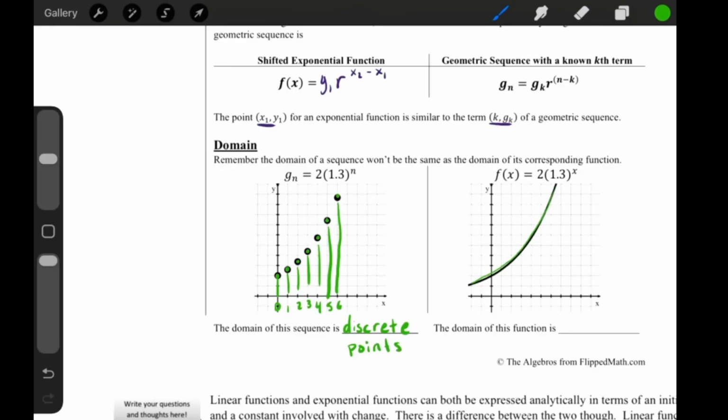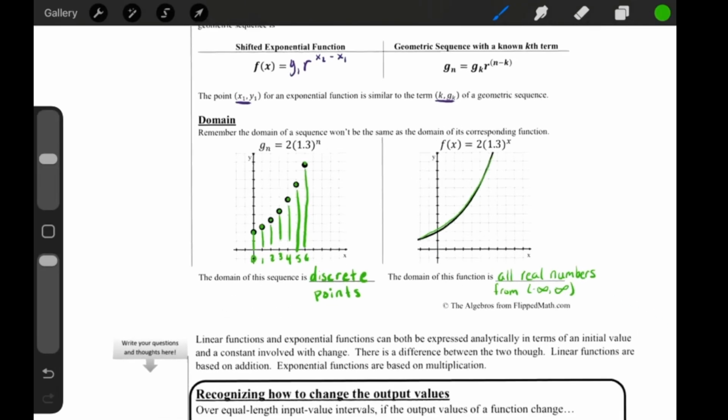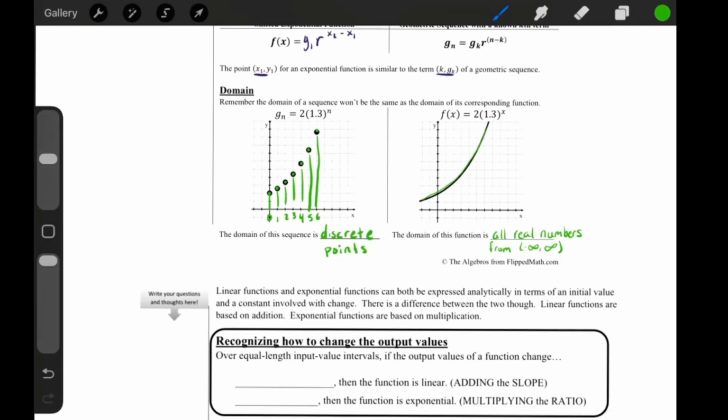And the domain of this function to our right is all real numbers from negative infinity to positive infinity. All right, great. Now we can move on to the next page.